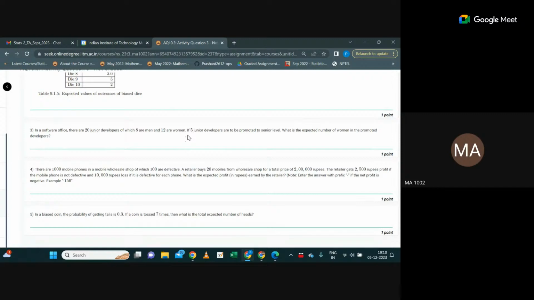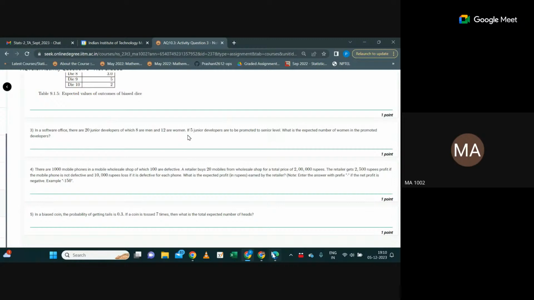X is 0 to 5. Okay, fine. What will be the probability associated with each value? 0, I think. And for 1, I think it is 1 by 12. We can find out using combination. Combination, right? Okay. I will give you some idea. You can try it out.